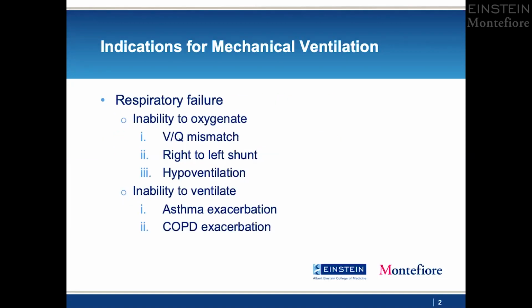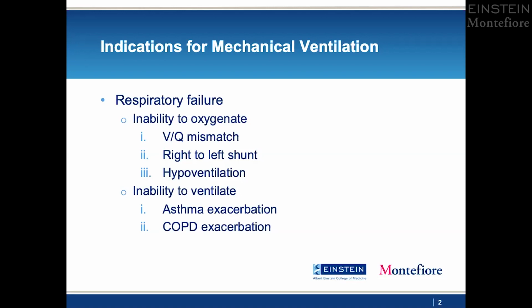Respiratory failure is by far the most common indication for mechanical ventilation. There are two types: hypoxic respiratory failure, which occurs due to an inability to oxygenate, and hypercapnic respiratory failure, which occurs due to an inability to ventilate.